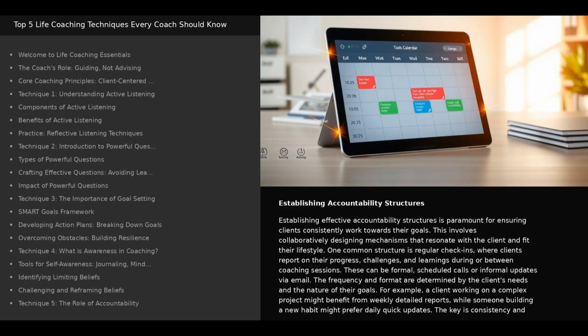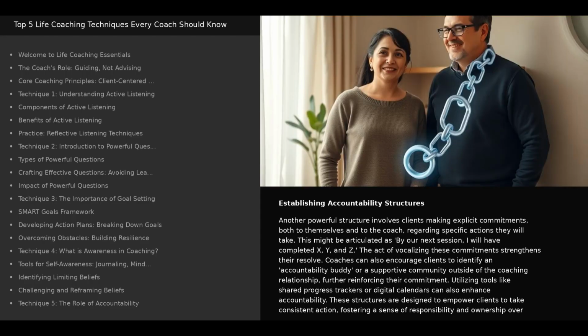For example, a client working on a complex project might benefit from weekly detailed reports, while someone building a new habit might prefer daily quick updates. The key is consistency and clarity. Another powerful structure involves clients making explicit commitments, both to themselves and to the coach, regarding specific actions they will take. This might be articulated as, "By our next session, I will have completed X, Y, and Z." The act of vocalizing these commitments strengthens their resolve.